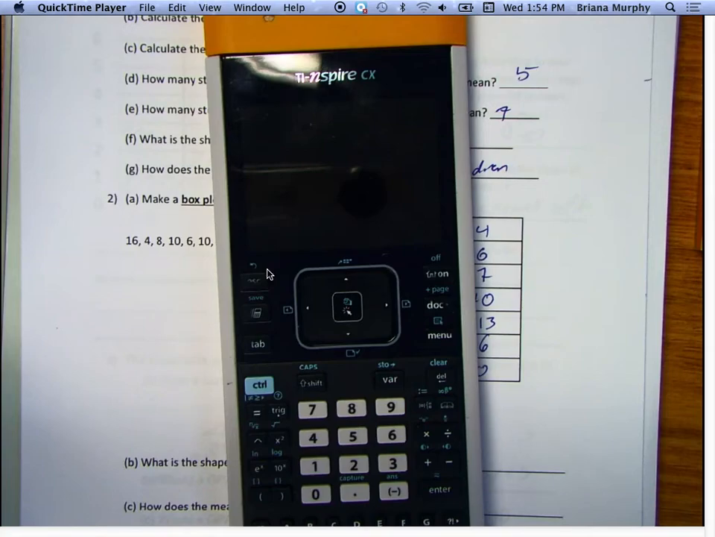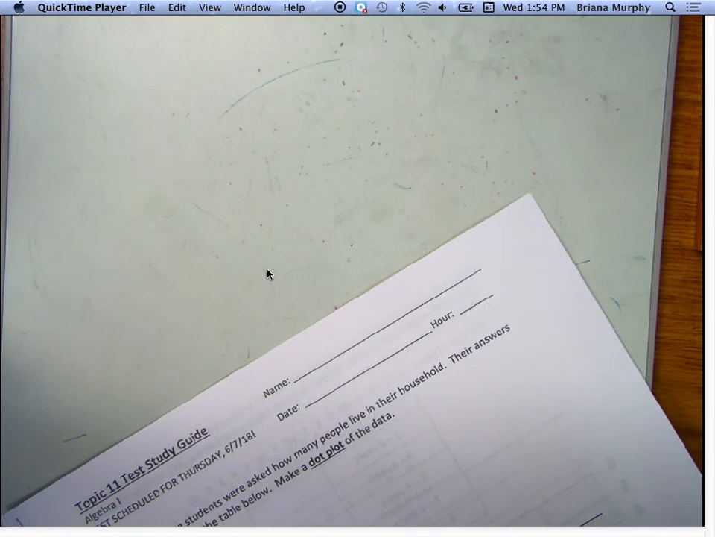Chapter 11 review. So you should have that out in front of you so we can go over it. Okay.